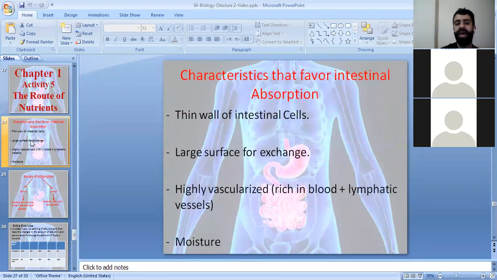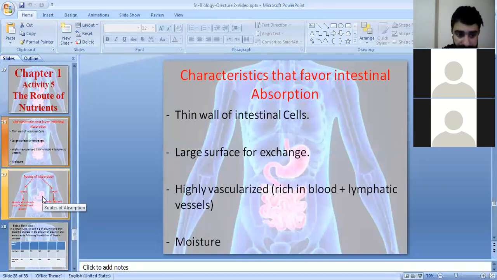You have to know that we have 4 characteristics that favor the intestinal absorption, the absorption of nutrients at the level of the intestine. The small intestine has a thin wall of intestinal cells. It has a large surface for exchange. It is highly vascularized, meaning that it is rich in blood vessels and lymphatic vessels. We have to study these notes, the characteristics. And the 4th one is moisture.